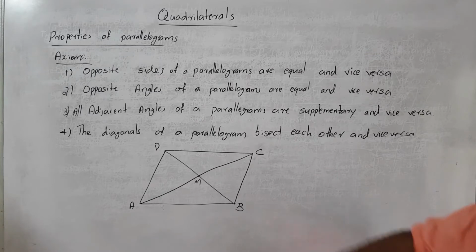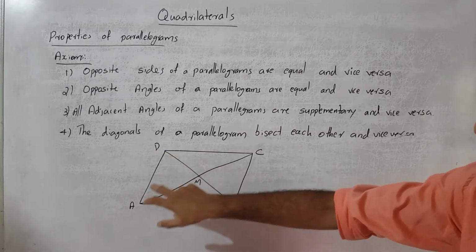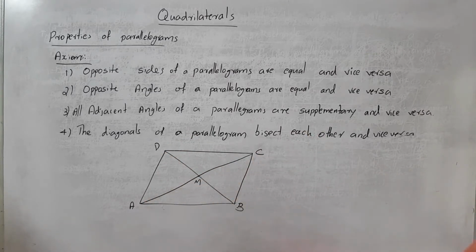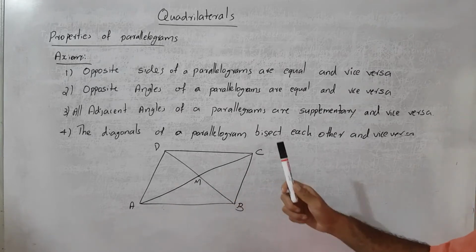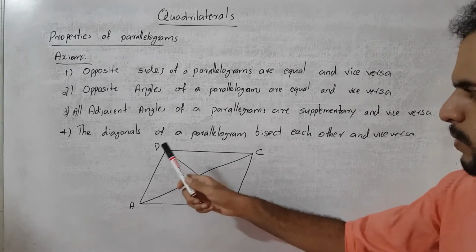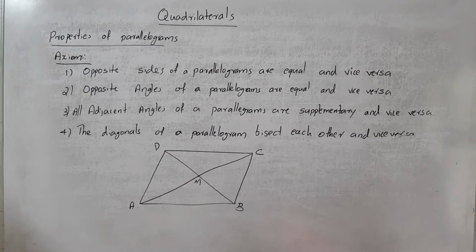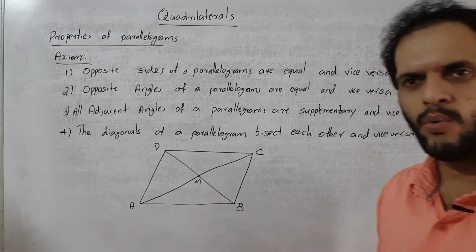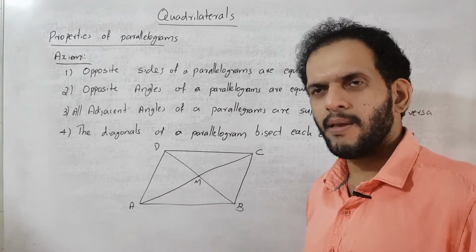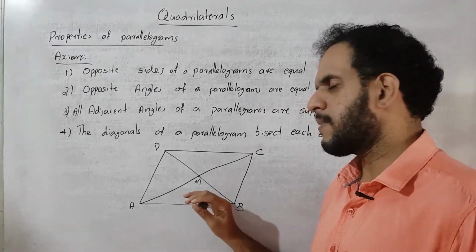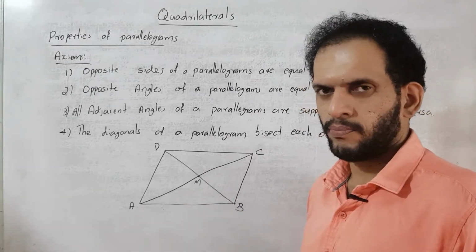If the opposite angles of a quadrilateral are equal, that means if we get angle A is equal to angle C, angle B is equal to angle D, the both pairs of opposite angles are equal in this case of a quadrilateral ABCD, so we conclude ABCD is a parallelogram.